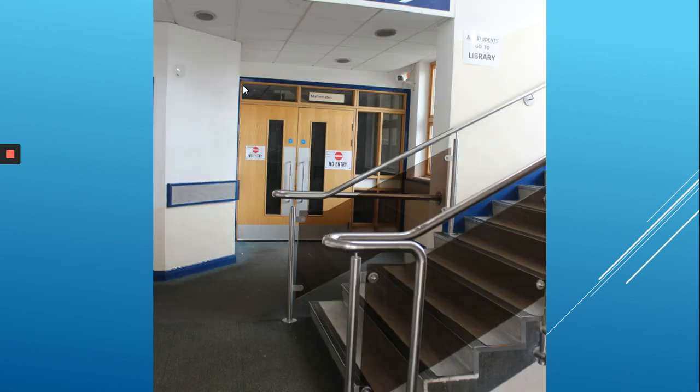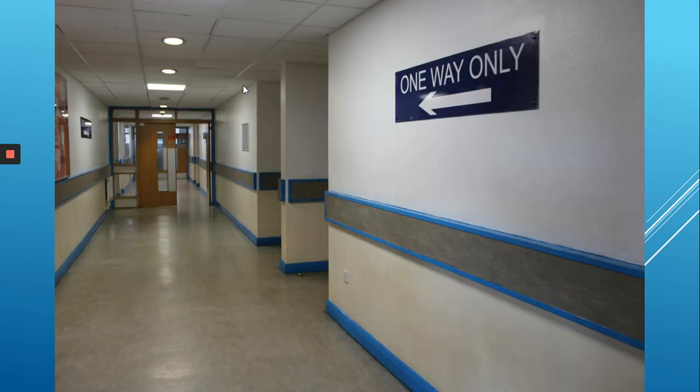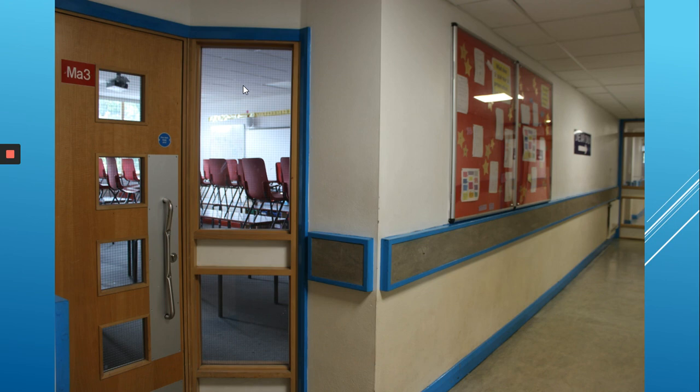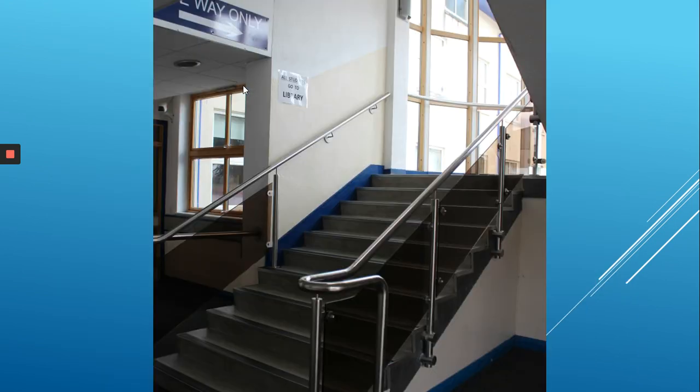I'm going to show you inside. So this is Maths on the ground floor. Okay, this is the Maths corridor. You can see it's one way only. When you come out of lessons, you must come out and follow the one-way system, just so that we don't get too many people walking in different directions. This is one of our Maths classrooms. You can just about see there, MA3.